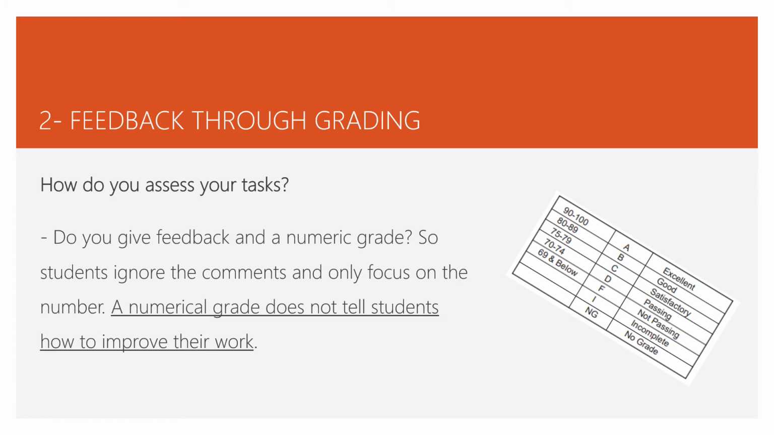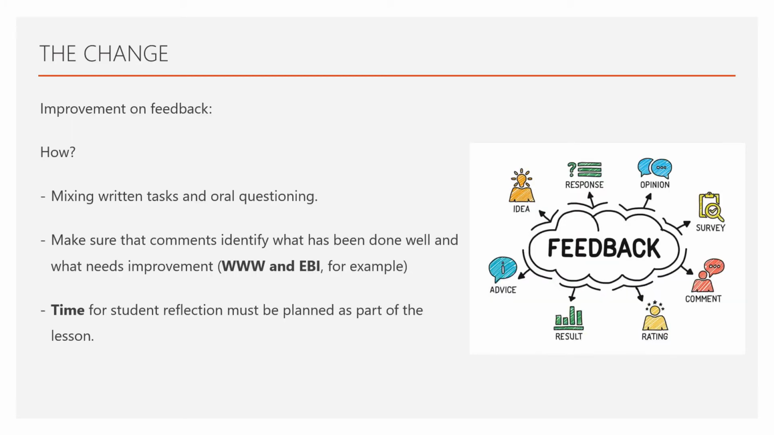So a numerical grade does not tell students how to improve their work. It just says, well, you got a 6 out of 8, you got a 9 out of 10, depending on the grade system you use, but that just tells them a fact. This is your situation now. But it doesn't tell them how to improve, how to do it better. So how can we change the way we give feedback?